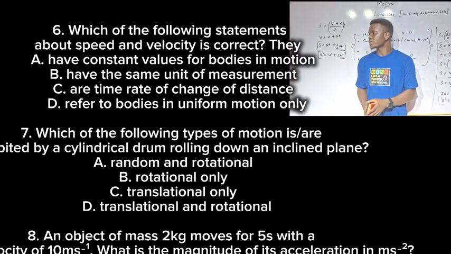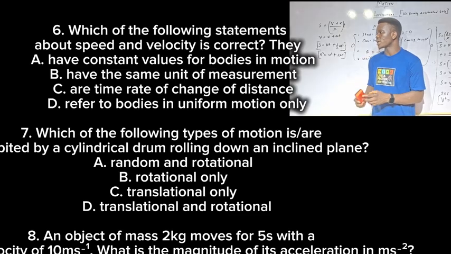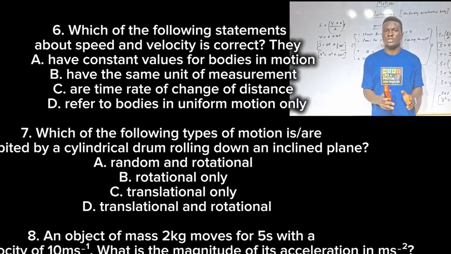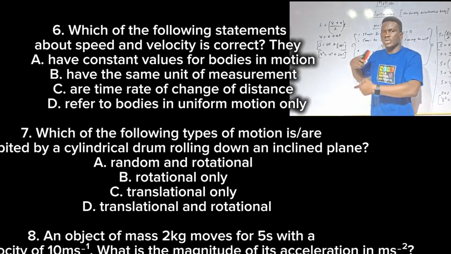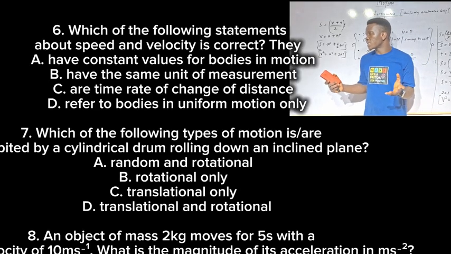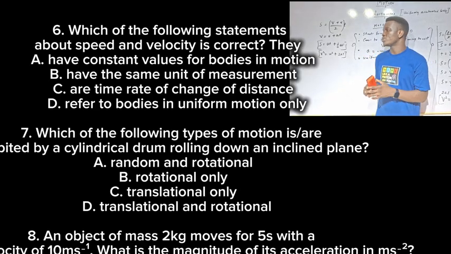Question 7 says, which of the following types of motion is or are exhibited by a cylindrical drum rolling down an inclined plane? A drum rolling down an inclined plane is going to exhibit both translational motion and rotational motion. So the answer is option D, translational and rotational motion.